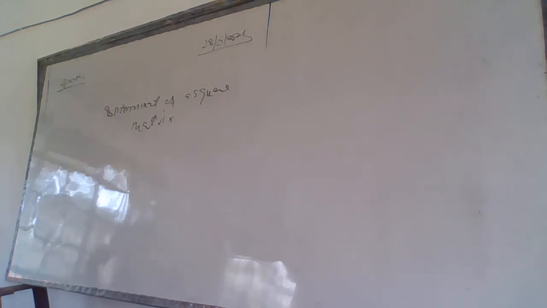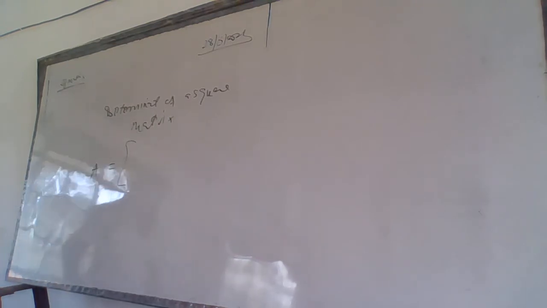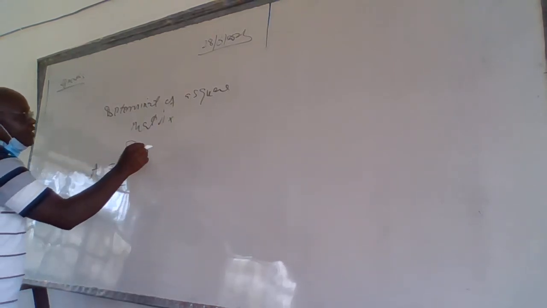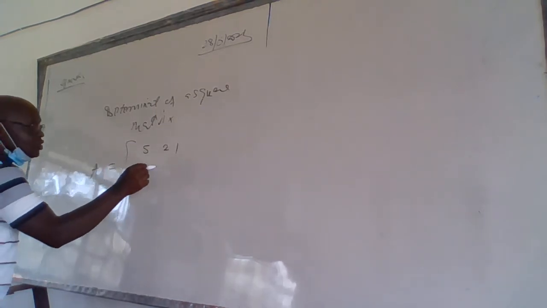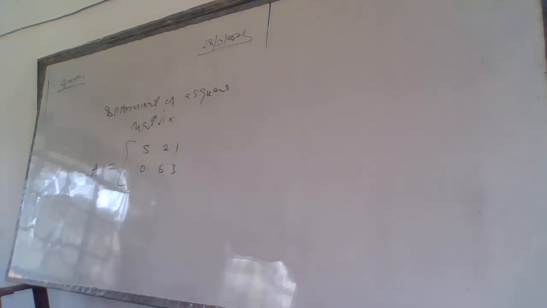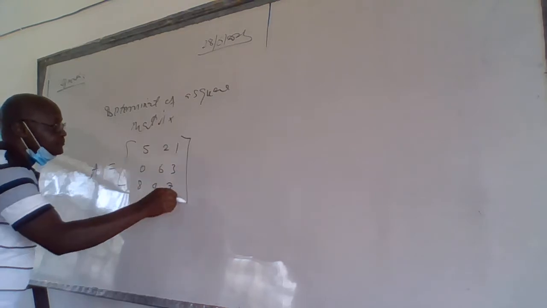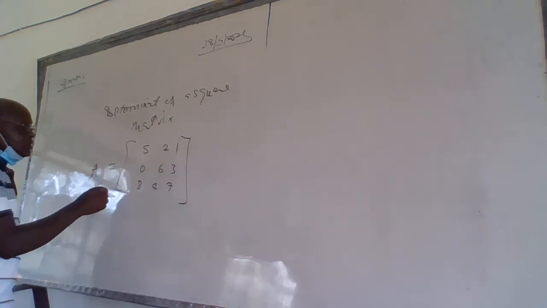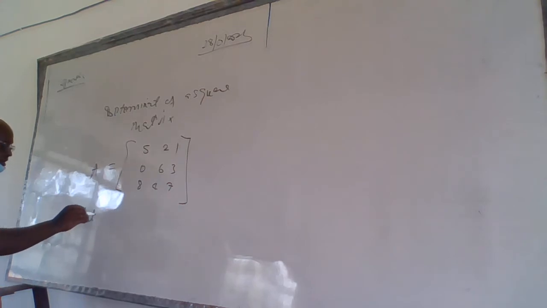For example, if we have matrix A equals 5, 2, 1, 0, 6, 3, 8, 4, 7. This is a matrix. Then we can easily find the determinant of this matrix. Sometimes we write it as det A.